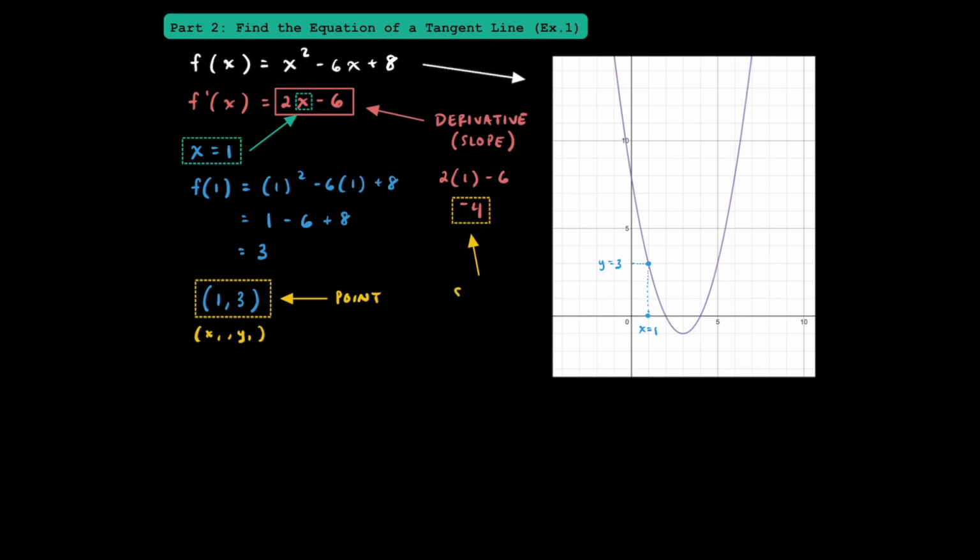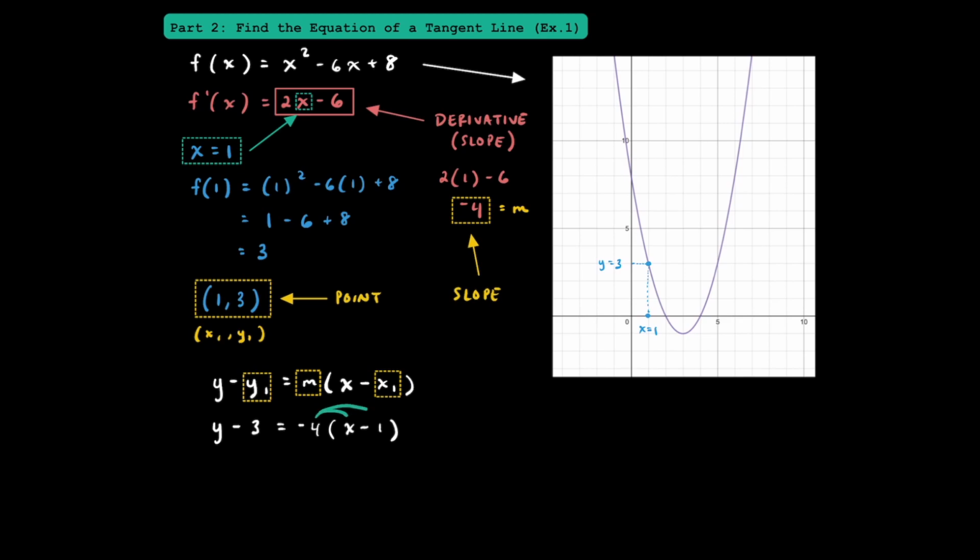We just found out that when x is equal to 1, the slope of the tangent line is going to be negative 4. We can refer to slope as m. Now that we have a point and a slope, let's substitute these values into our point-slope form. We have y minus y1 is equal to m times x minus x1. Substituting in, we're going to get y minus 3 is equal to negative 4 times x minus 1.